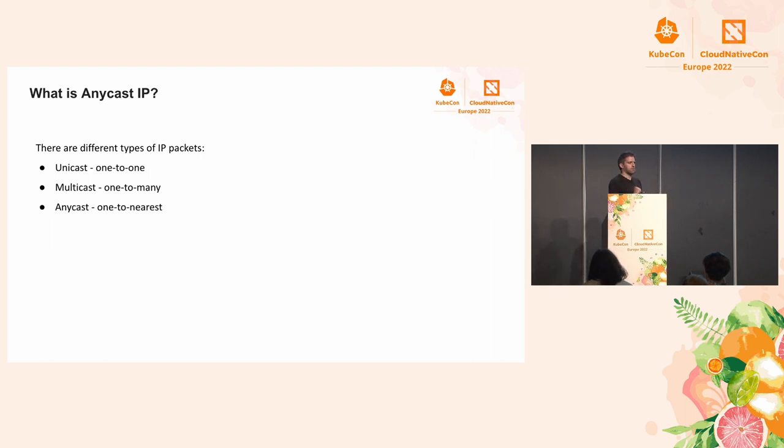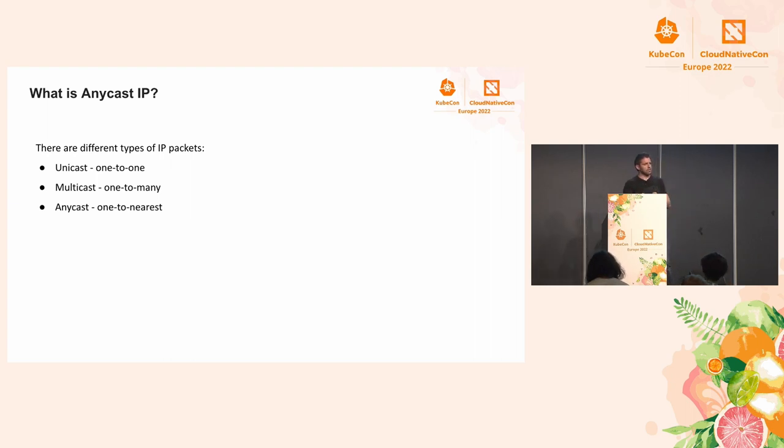And what is anycast IP? That's another thing that you need to understand. There are different kinds of packets on the network. There are unicast packets, and these are one-to-one packets. You have one server that sends a message over the network, and that message is supposed to reach exactly one destination. They are both somewhere on the internet. BGP will make sure that this packet reaches the destination server in the most efficient way.